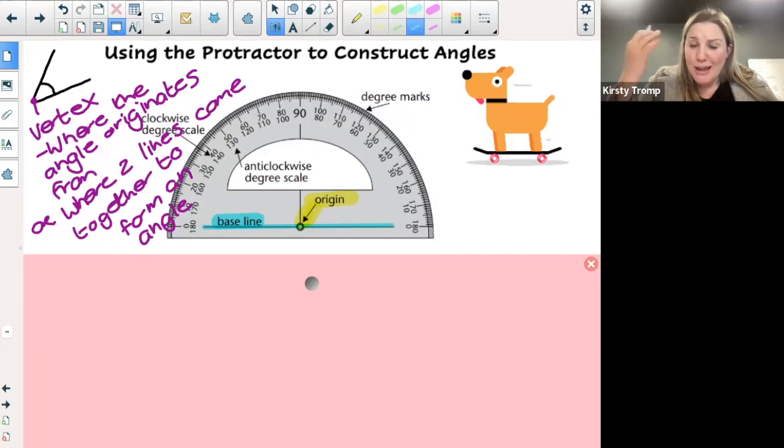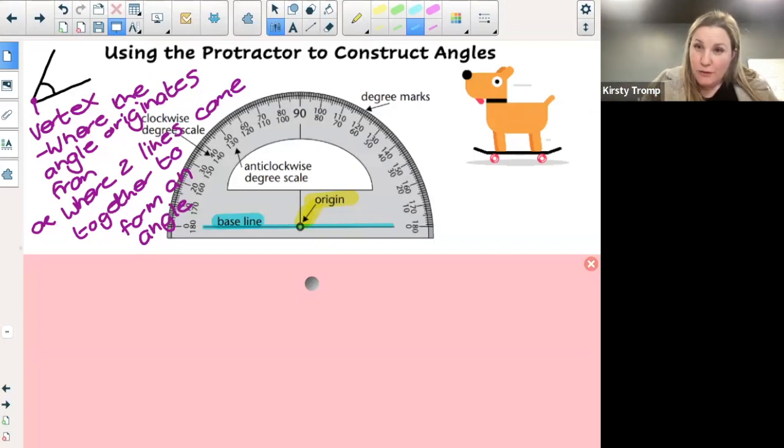When we're placing our protractor on an angle, we're going to place that baseline on one arm of our angle, and we're going to place the origin onto the vertex. We're going to have a look at doing that together a little bit later on with my actual protractor, when we're looking at some more angles.